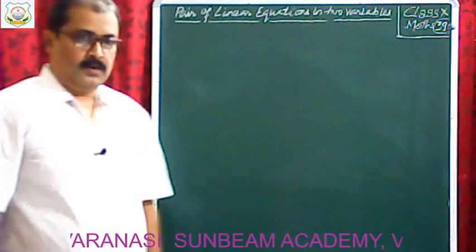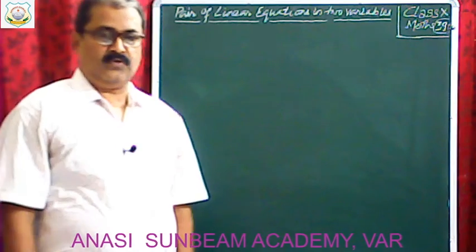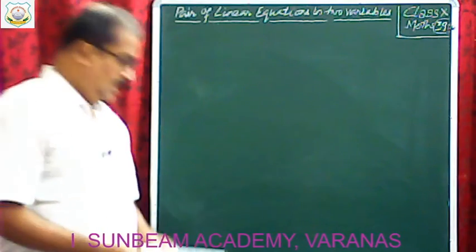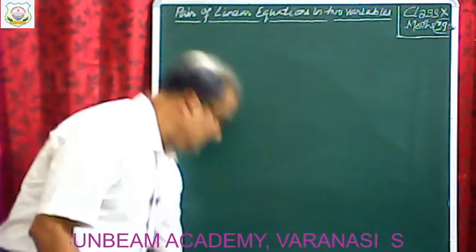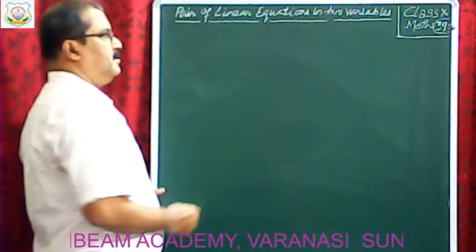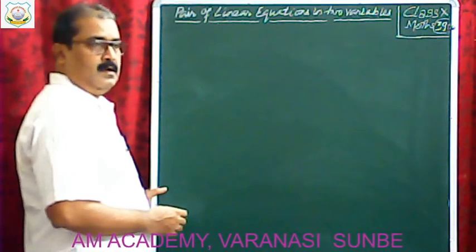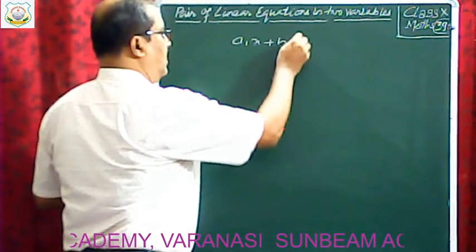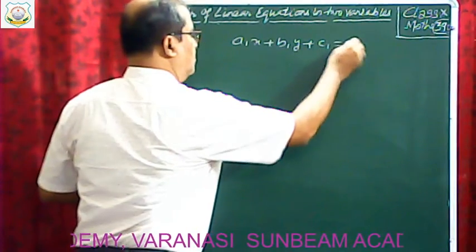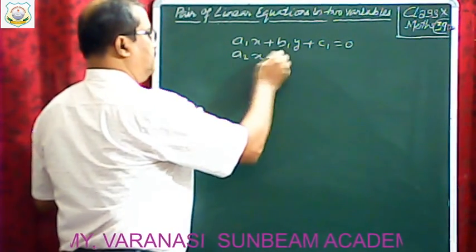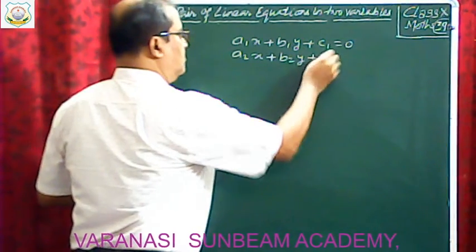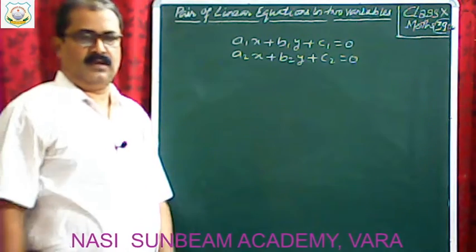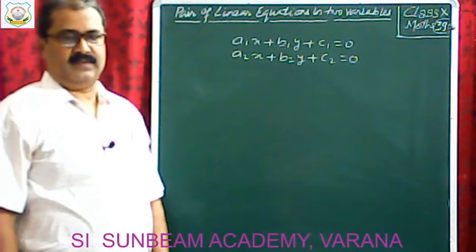Dear students, today I am going to discuss linear equations in two variables. Let's see. Linear equations in two variables means two equations in the form a1x + b1y + c1 = 0 and a2x + b2y + c2 = 0, where a1, a2, b1, b2, c1, c2 are real numbers, known as linear equations in two variables.